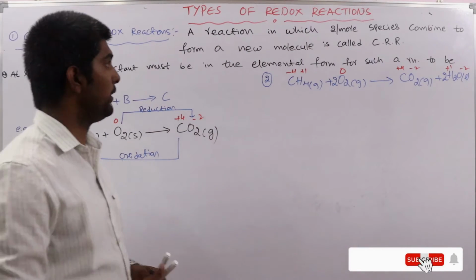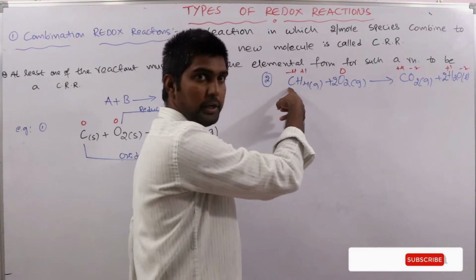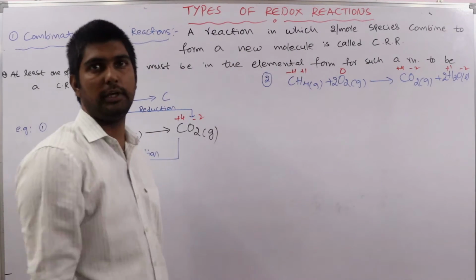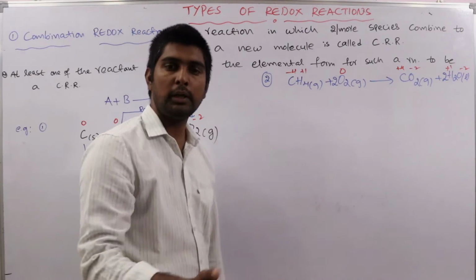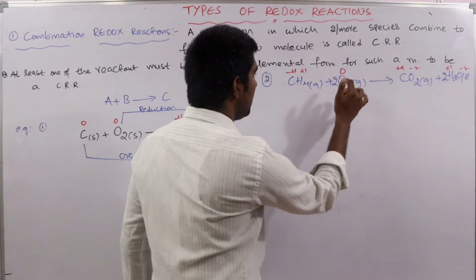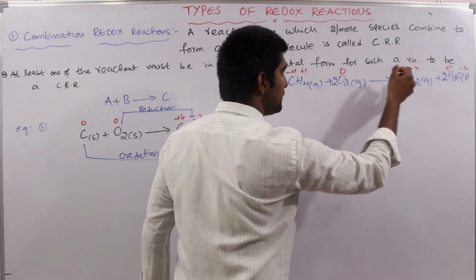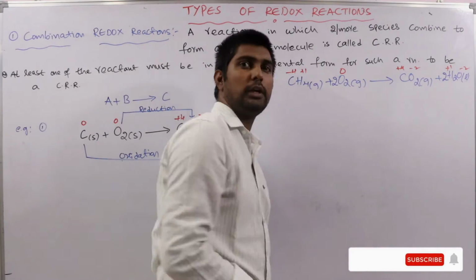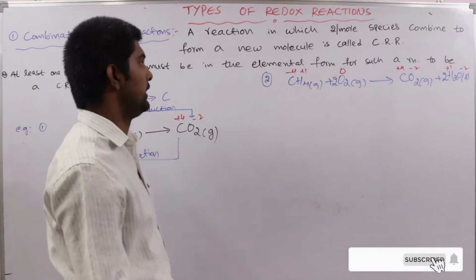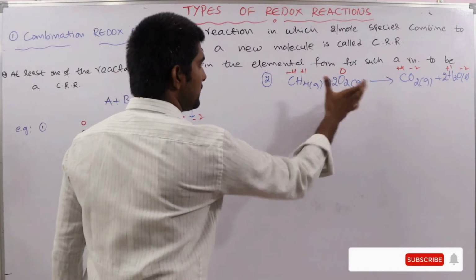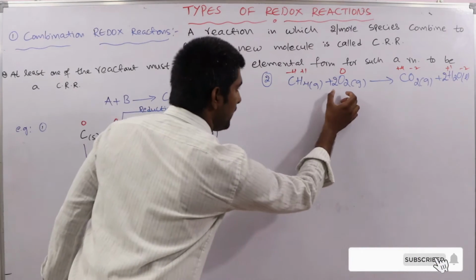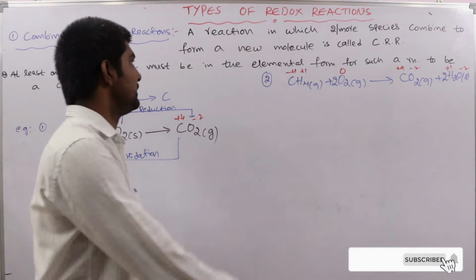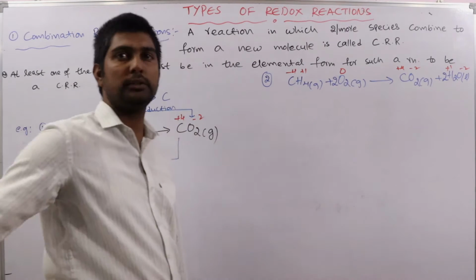See here what is happening. Carbon oxidation state changed from -4 to +4. So this is undergoing oxidation. Carbon is undergoing oxidation here. And look at the oxygen, 0 oxidation state to -2, which means it is undergoing reduction, a decrease in the oxidation state. So this is a redox reaction, and here we have one reacting species in the elemental form. So that's why this is a combination redox reaction.